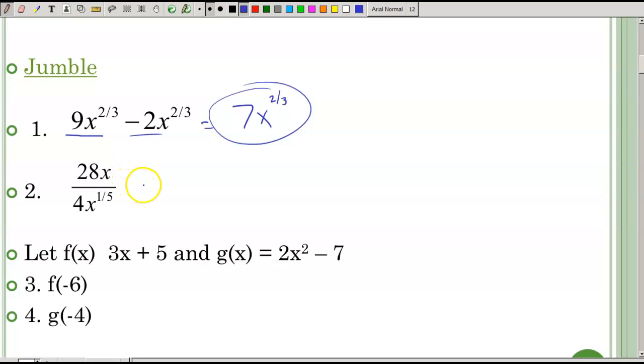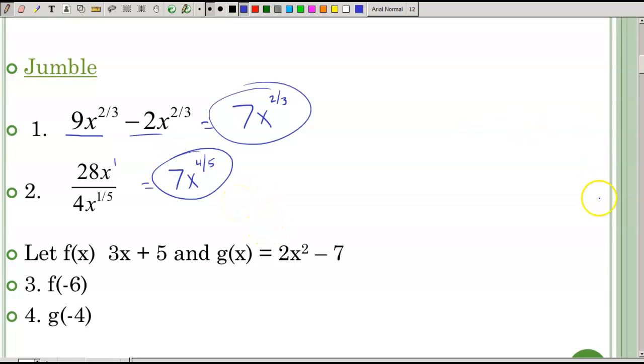Number 2, we're going to use our exponent properties. So we have 28x to the first, divided by 4x to the 1/5. I'm going to take 28 divided by 4, and that's going to give me 7. And then I have x to the 1 minus 1/5. I'm going to use my exponent properties and subtract those exponents. So 1 minus 1/5 is 4/5. And so the answer to the second one is 7x to the 4/5.